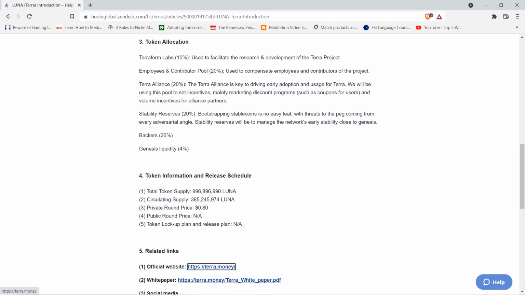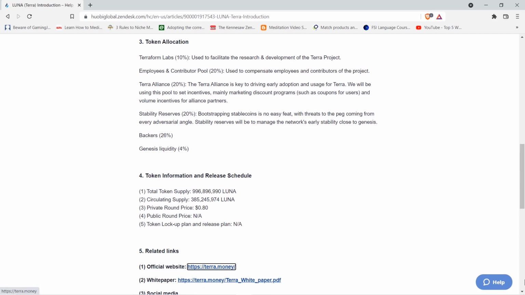So 10% went to Terraform Labs, 20% went to employees and the contributor pool, which I think is like an ISO where people stake their token, and then after a certain period of time, they get rewarded, they get airdropped. I'm not 100% sure if that's what happened, but that's kind of what a contributor pool sounds like to me. 20% went to the Terra Alliance to help drive early adoption, which is important. Another 20% went to stability reserves. These tokens were used to manage the network.